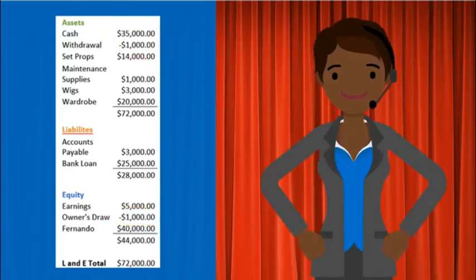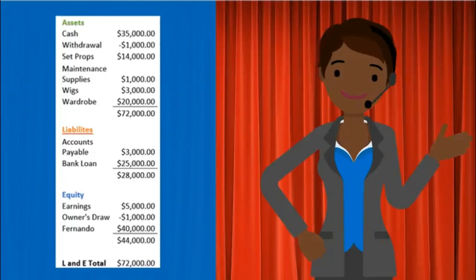Now, a company can have negative equity. Say Fernando needed some major cosmetic overhauls and withdrew more than what was in his equity account. He would essentially overdraft his equity. Hopefully, his cosmetic procedures would be worth it and would allow him to earn more to invest equity back into his company.